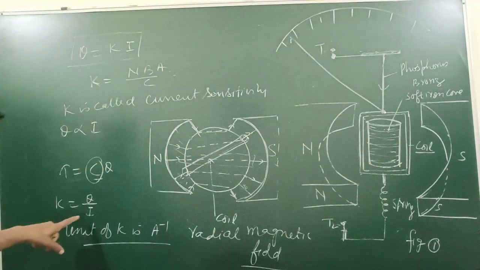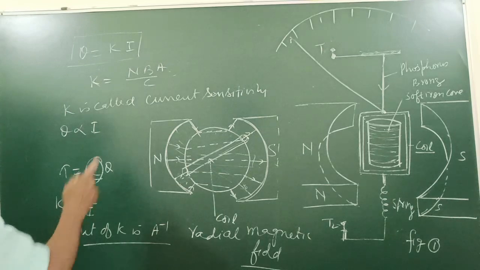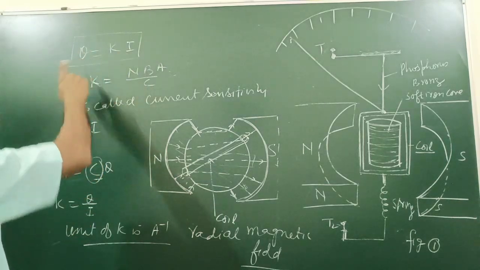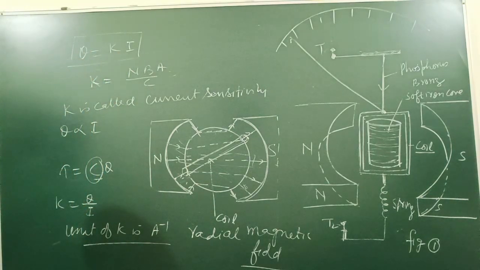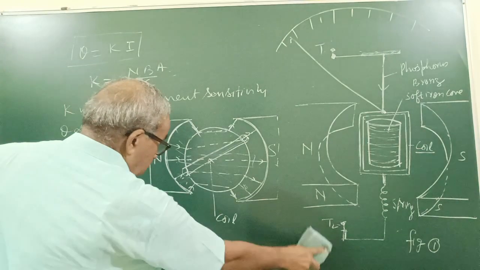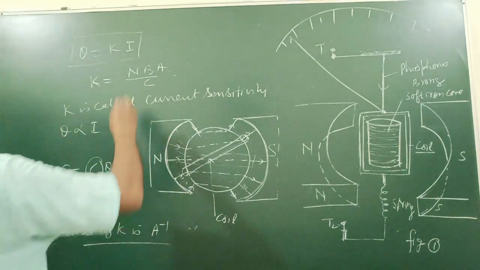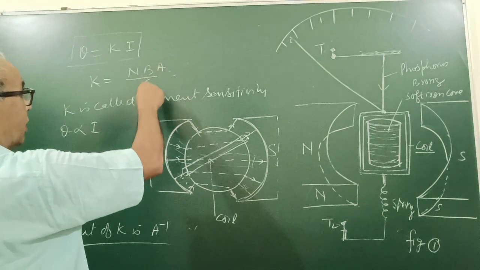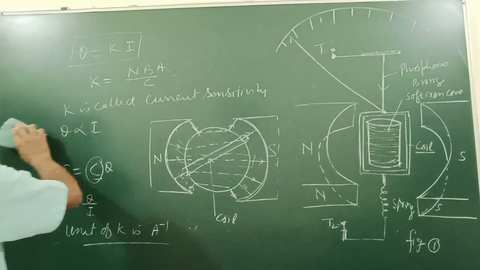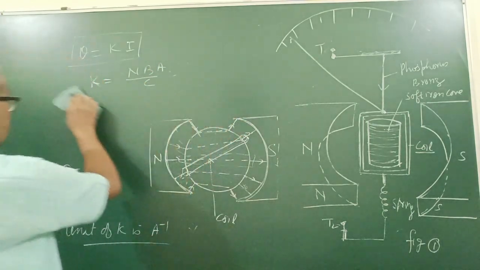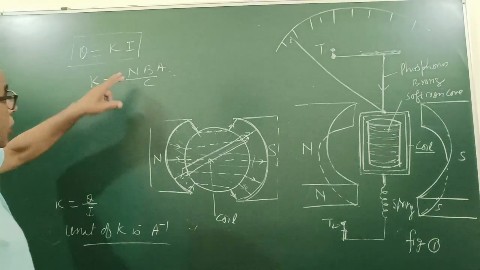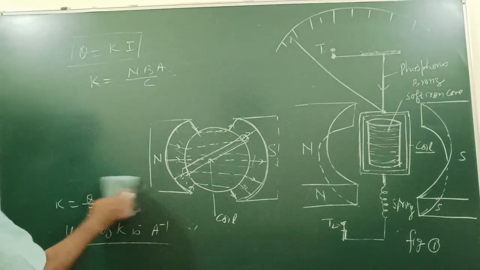How to make current sensitivity higher? If for a smaller current there is larger deflection, then it will show higher current sensitivity. So current sensitivity depends on number of turns, B, area, and C. So if we want to increase current sensitivity, we generally increase the number of turns of the coil.